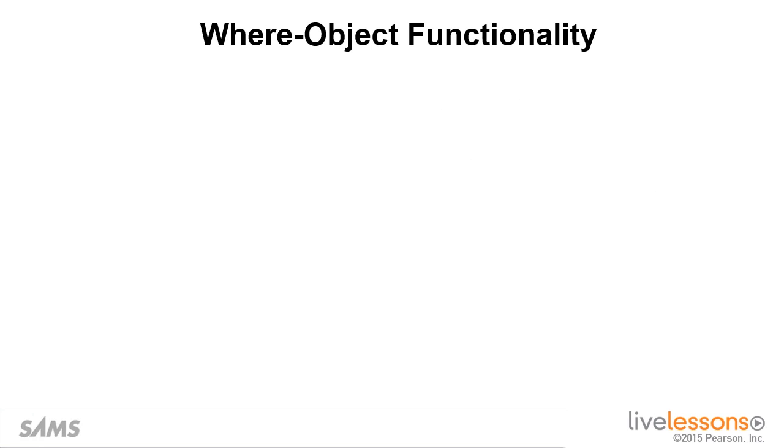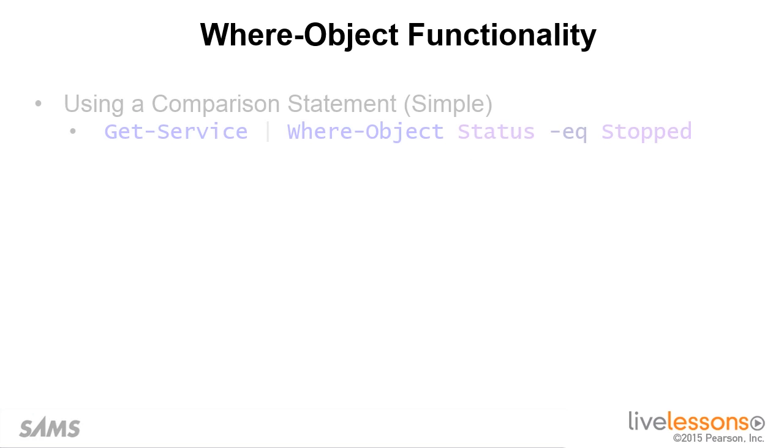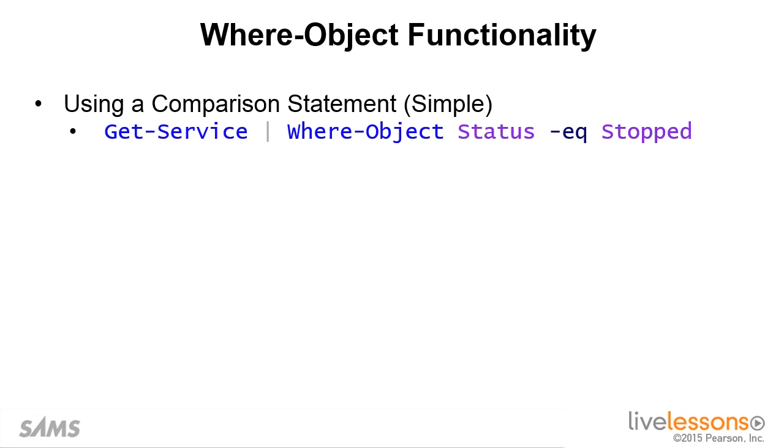Let's take a look at the where-object functionality. You can use comparison statements to filter out the results that are going to be returned to you from your first command. So you will see in the first example, we are using what's considered a simple where-object statement, where we are taking the values returned from Get-Service and filtering it out using where-object, where only the service's status is equal to stopped.